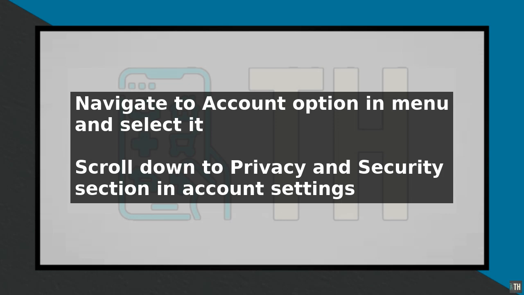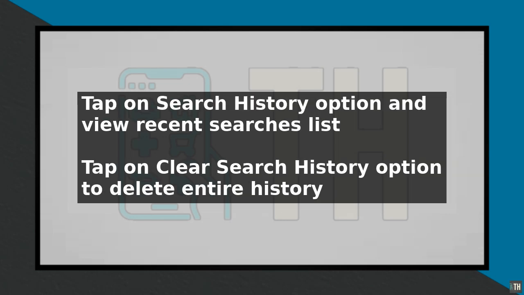Tap on the search history option and you will be presented with a list of your recent searches. At the top of the screen, you will see the option to clear search history. Tap on this option to delete your entire search history. If you only want to delete specific searches, you can do so by swiping left on the search you want to delete and tapping the delete option.